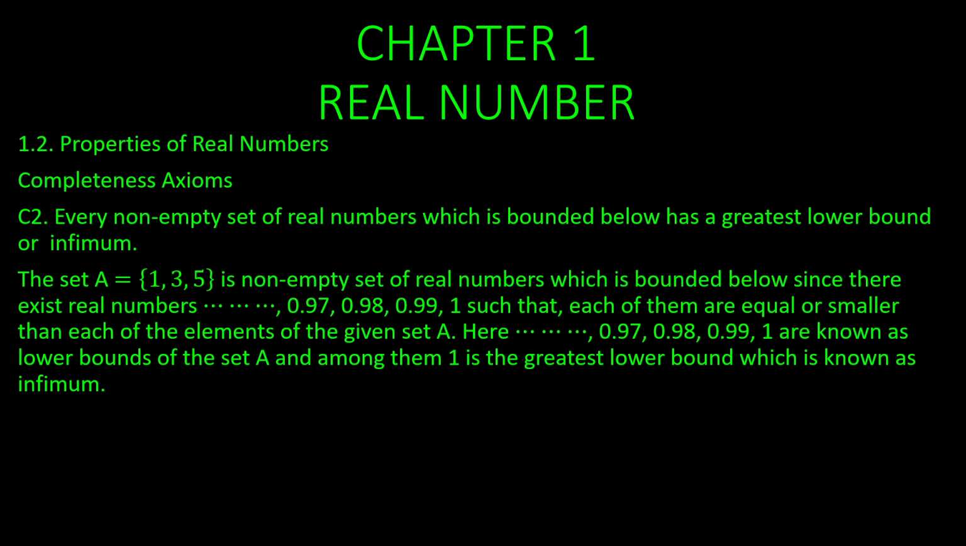So we can say that this set is bounded below, and the real numbers 1, 0.99, 0.98, 0.97 are known as the lower bounds. And among those lower bounds, the greatest lower bound is 1 here. So 1 is the infimum. So we can say that every non-empty set of real numbers which is bounded below has a greatest lower bound or infimum.